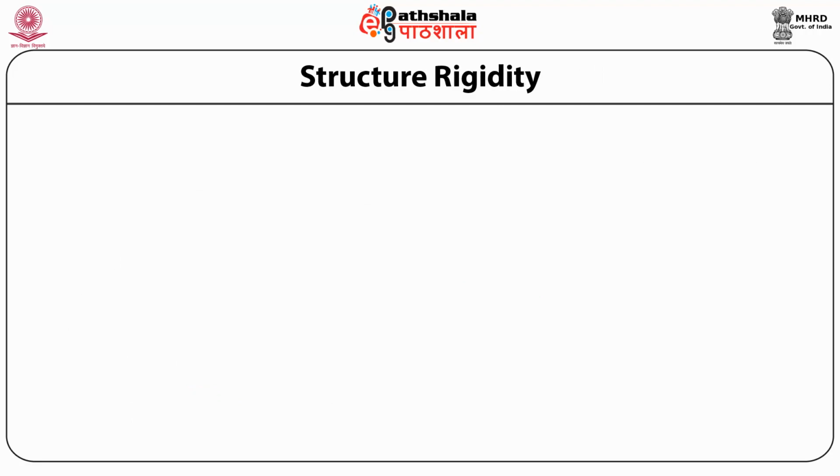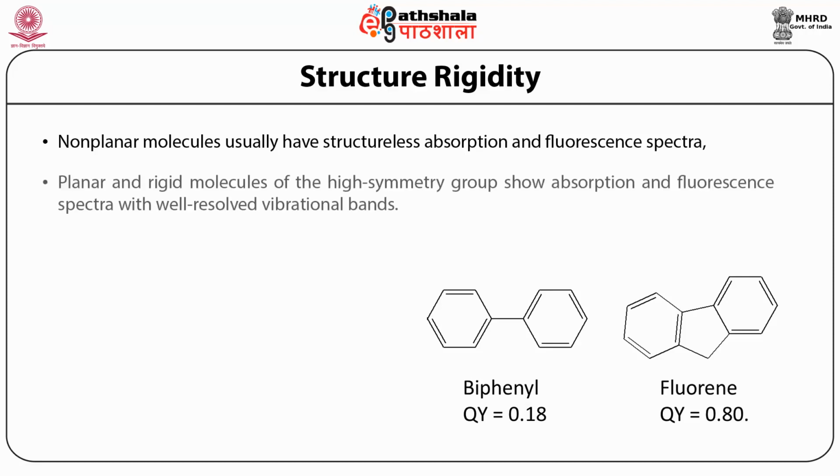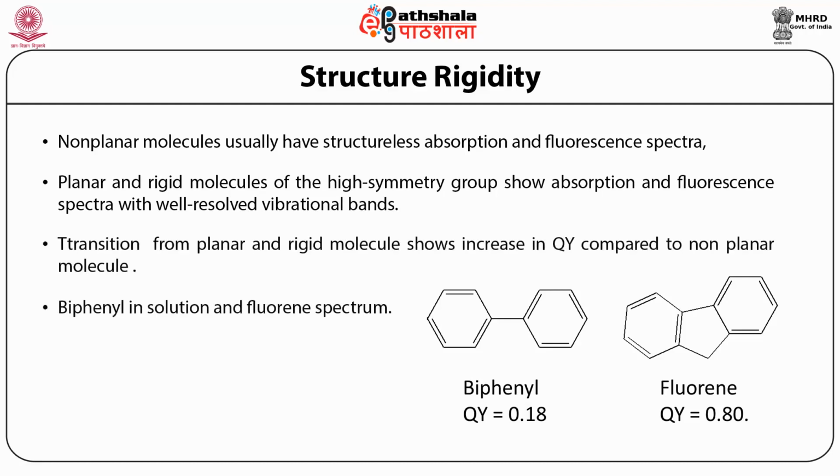Structure rigidity also affects the fluorescence of the substance. It has been observed that the more planar the molecule, the higher the fluorescence. In a way, you can say non-planar molecules usually have less structured absorption and fluorescence spectra. Planar and rigid molecules have high symmetry, therefore fluorescence. Transitions from planar and rigid molecules show increased quantum yield compared to non-planar molecules.